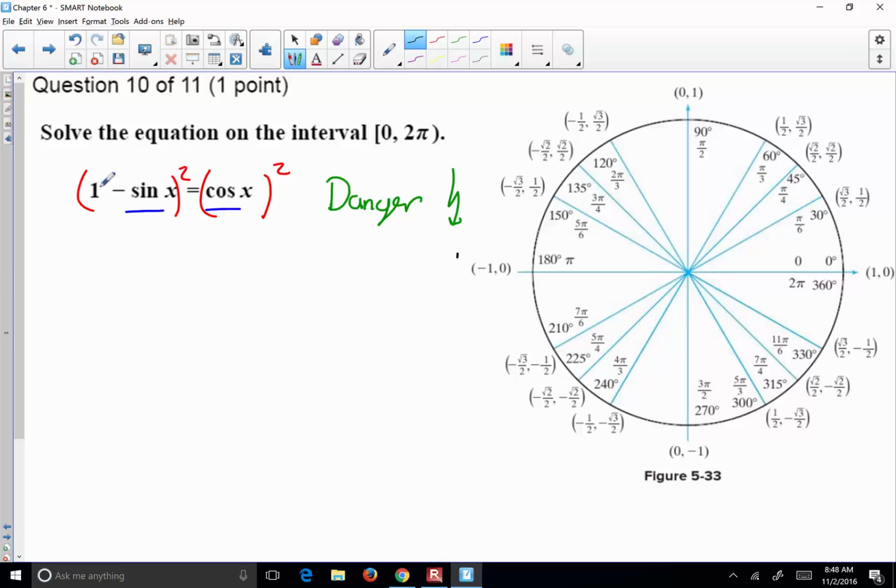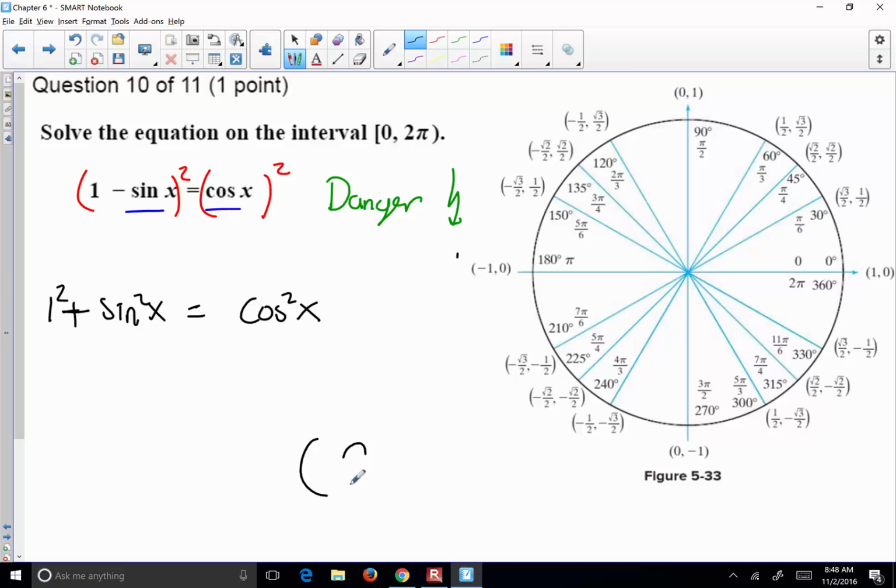So how do you guys square 1 minus sine x? Oh, it's the square of the first and the square of the second, right? Is that so? And this one is cosine squared. Agree? Yeah, it will be positive when you square minus sine x, it is positive. Agree? It's a trap. This is not how you square differences.